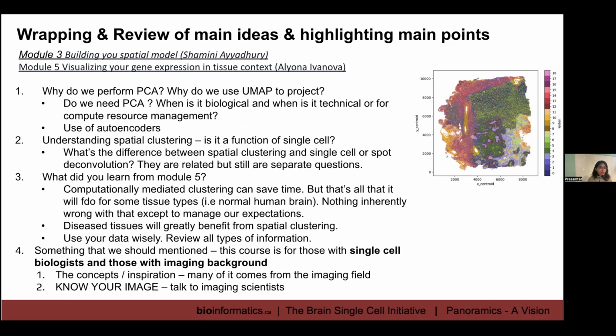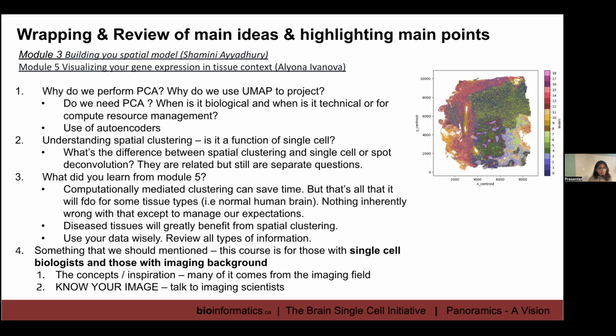There are papers where they have shown that it doesn't really make much of a difference when you don't perform PCA. So think about all these questions when you perform your downstream analysis. And then understanding spatial clustering. So lots of questions along the way. Why do we need spatial clustering? And it's true, we don't need it all the time. If you already have your brain anatomy or your kidney anatomy well outlined, why do you even need to do spatial clustering?